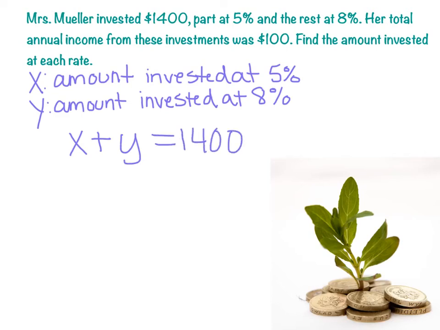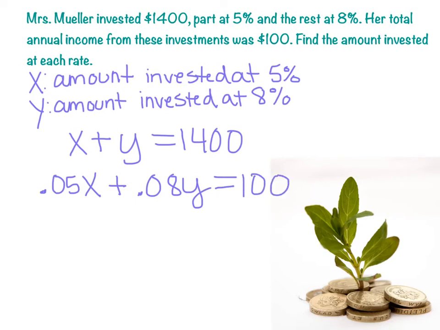We also know some stuff about the interest she earned. So she earned 5% of her X amount. So I'm going to say 0.05X. She also got to earn 8%, so 0.08 of her Y amount. And we know that her total income, and that's what this is, income, is $100. So now we have a system of equations that we can solve using whatever method we want.